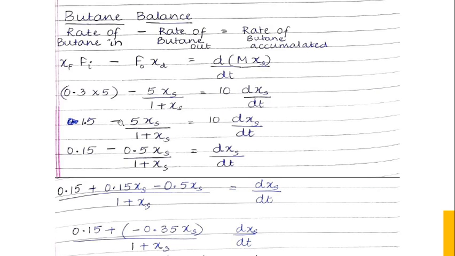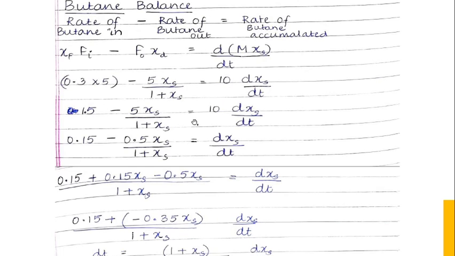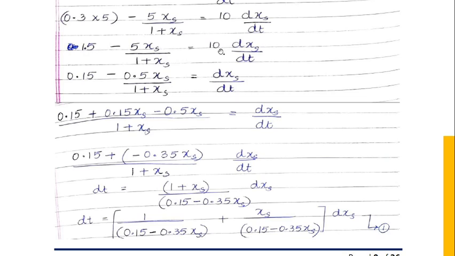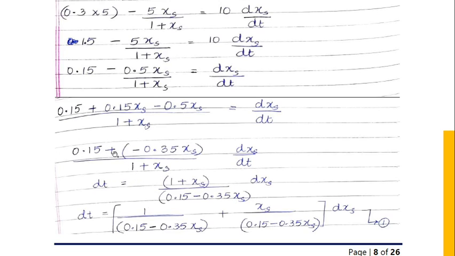So upon simplification and rewriting the terms, let's simplify the whole term, because this 10 I have taken to the other side and divided, right? You can pause the video and scroll through up to this particular point. So here is the final simplified version of that. You get 0.15 minus 0.35 xs by 1 plus xs is equal to dxs by dt.